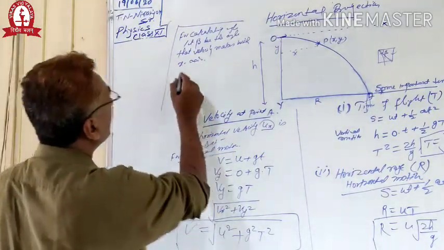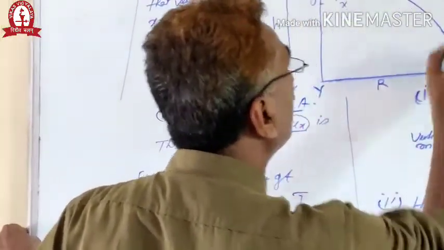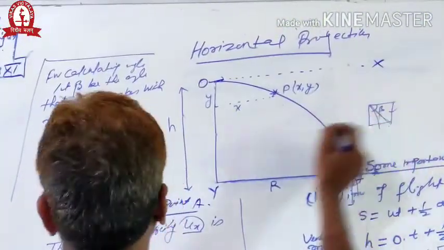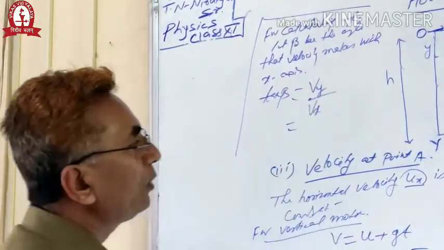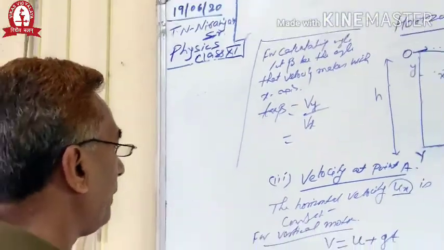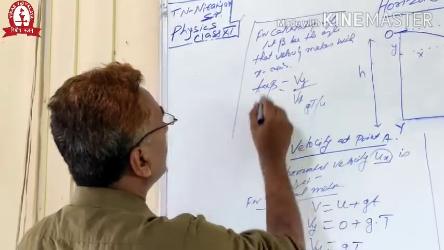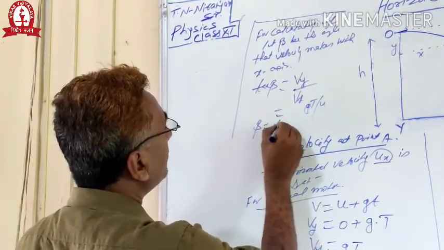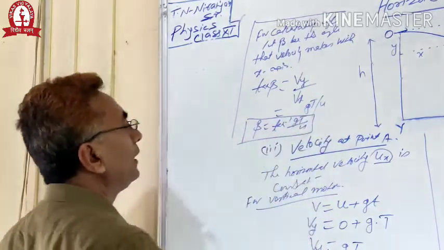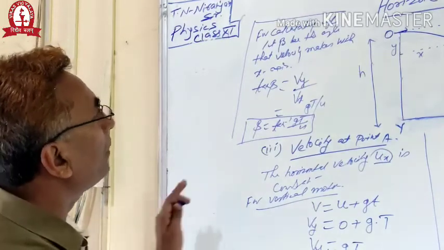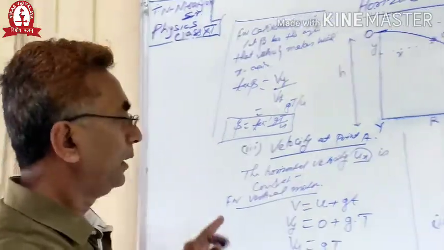So tan beta will be equal to, if it is coming down, vertical that is Vy upon Vx. Now put the value. What is the value of Vy? Vy I have just calculated, Vy is equal to gt. So this is equal to gt upon Vx, which is u. So ultimately beta is equal to tan inverse gt upon u. This is the expression for the angle if it is required to calculate. This is all about the projectile motion that I discussed today. I suppose you all understood the things well.